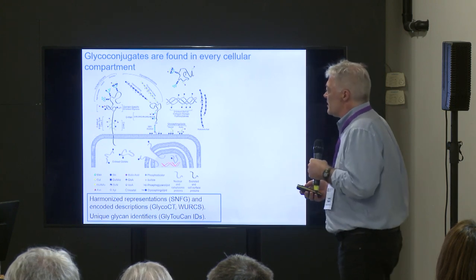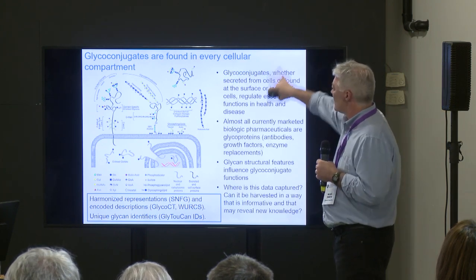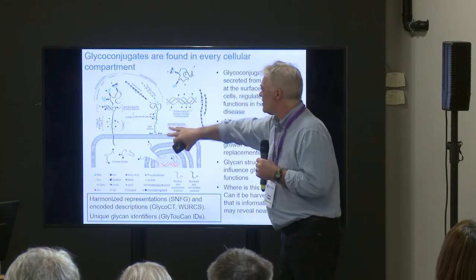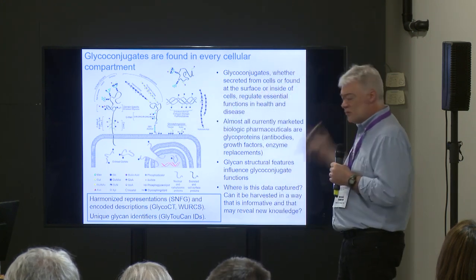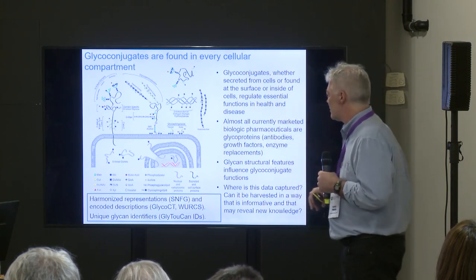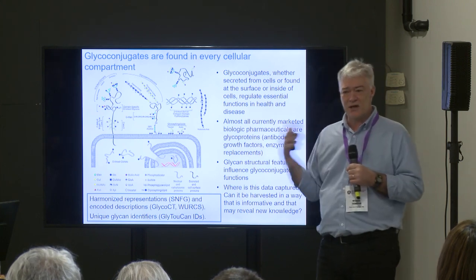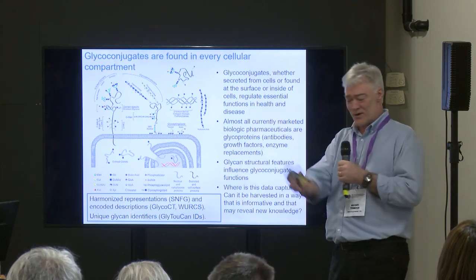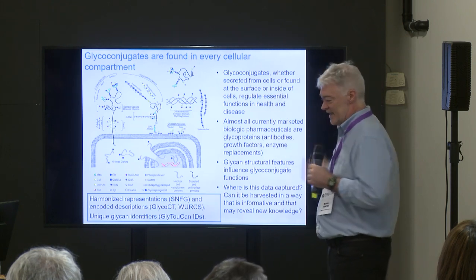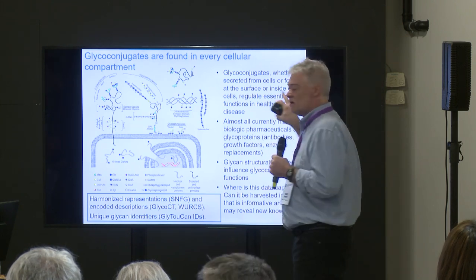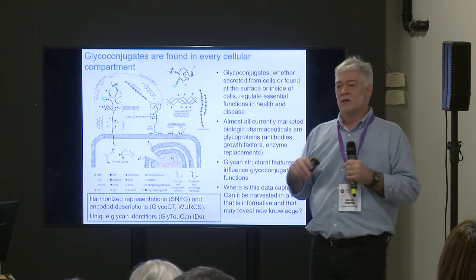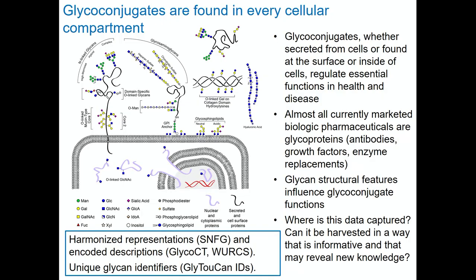And again, we think this is really important because we know that glycoconjugates, whether they're secreted from cells or at the cell surface, regulate really essential functions, both in health and disease. Just as an aside, almost all currently marketed biologics, whether they're antibodies for Parkinson's disease, Alzheimer's, or cancer, almost all of those are glycoproteins. Enzymes for enzyme replacement therapy have glycans on them that are important for their function. So there's an important pharmaceutical component to understanding glycobiology.